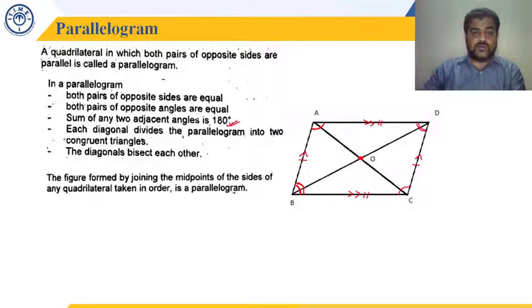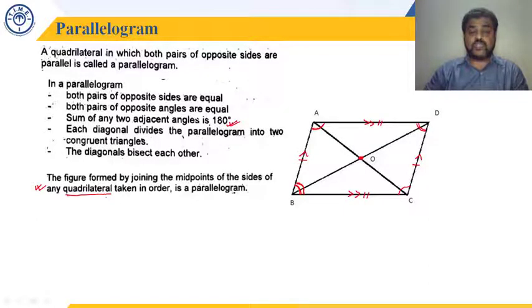Now another property in case of parallelogram is this: the figure formed by joining the midpoints of the sides of any quadrilateral taken in order is a parallelogram. So that is true for any quadrilateral. So you have a quadrilateral, let's say PQRS. If you take the midpoints of all the four sides and if you join them in order, then the resulting figure that you will get will always be a parallelogram.